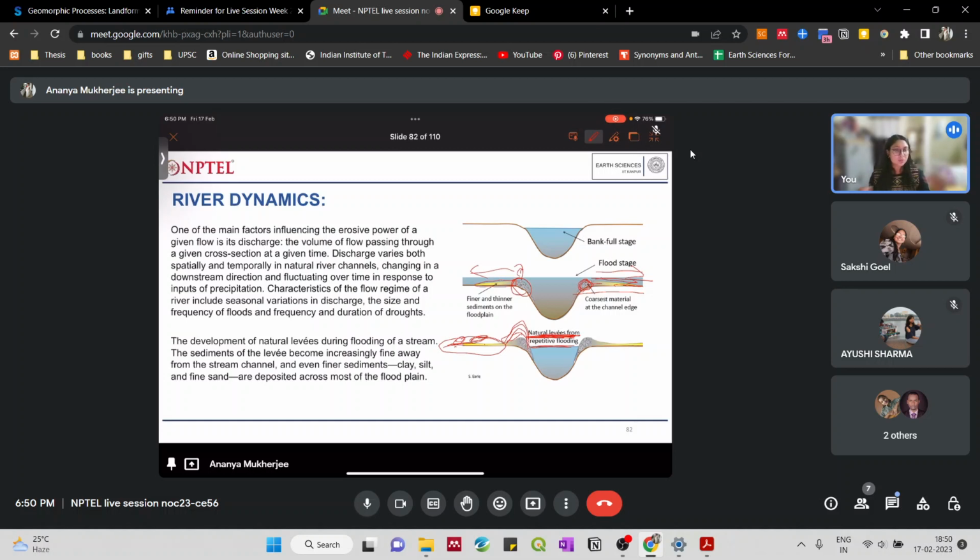the transport, to the extent to which the deposits are taking place. So you can see over here that it is mentioned that in the development of natural levees during flooding of a stream, the finer particles are always deposited away from the river channel bed. That is where the river is flowing at the current time.